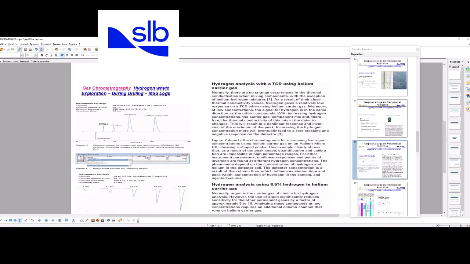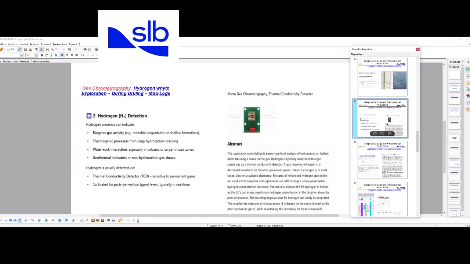In gas chromatography, hydrogen is evaluated as a negative peak. Generally, a positive peak represents methane or carbon dioxide, and hydrogen is represented by a negative peak, because the thermal conductivity of hydrogen is very high compared to the carrier gas.